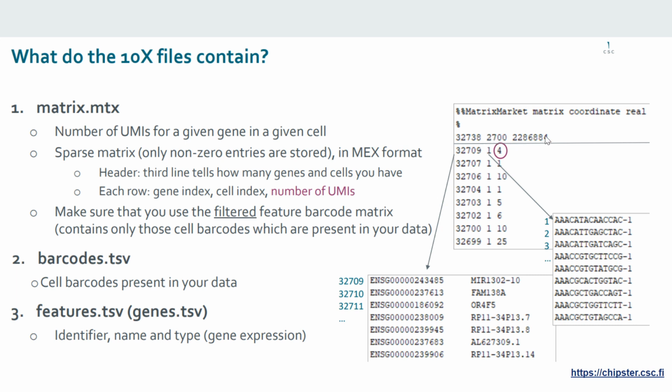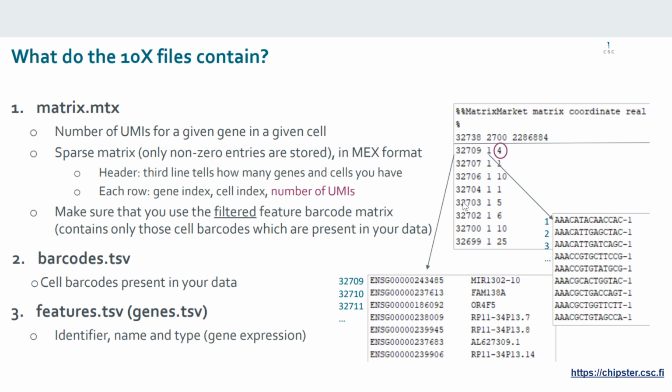Now in the first example, let's say 32709. What does it mean? This tells that the line number, or index number, 32709 from the feature file is this gene, MIR1302. And the 1 here indicates which line from the cell barcode file, so that means this barcode. And the 4 is the number of UMIs supporting. So for the first line, we can infer that for the MIR1302 gene in this particular cell, there are 4 UMIs supporting.